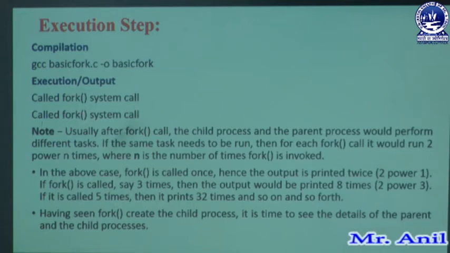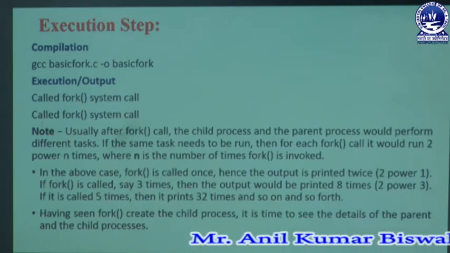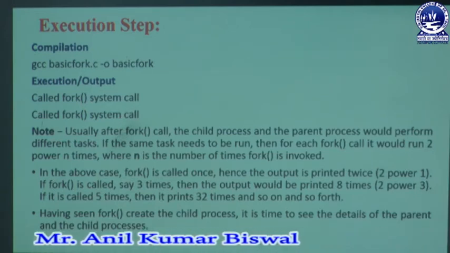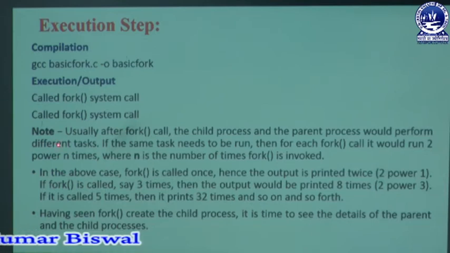Then we are invoking the next fork system call. In the fork system call we are creating some processes. Usually after the fork system call, the child process and the parent process perform different tasks. If the same task needs to be run, then for each fork method call it would run 2 to the power n times. That means the fork method can be invoked more than once, where n is the number of times the fork method is invoked.